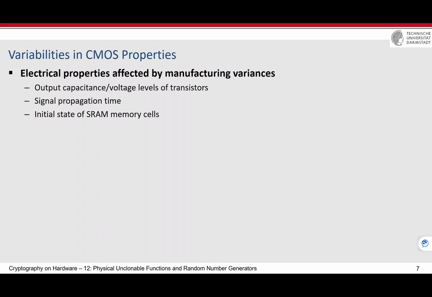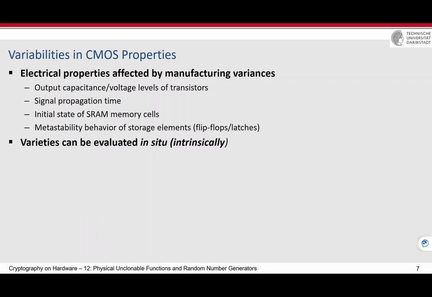Or the initial state of the SRAM. When the SRAM is powered up, some random data are stored in the SRAM if you don't clear them, if the manufacturer did not make it in a way that it's cleared. Then this information is also different from one device to another. They are not necessarily the same way when they power up. Or the same for the flip-flops and the latches.